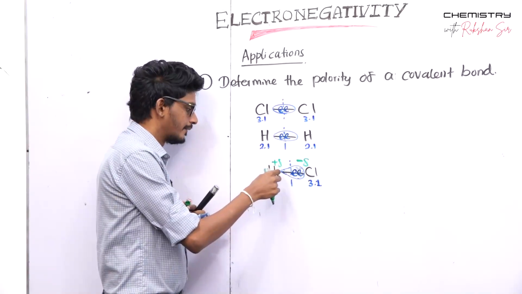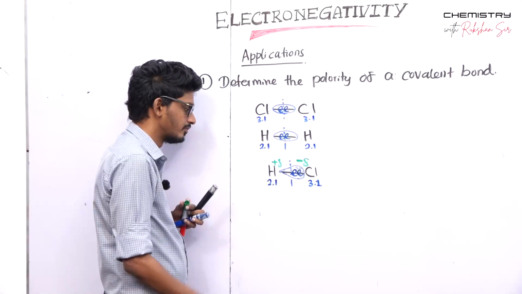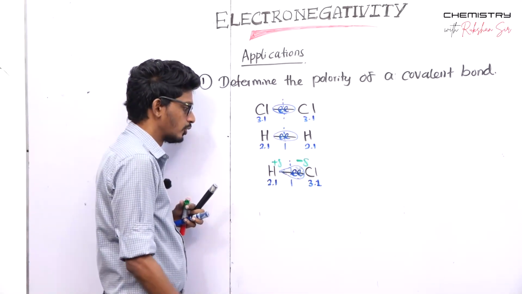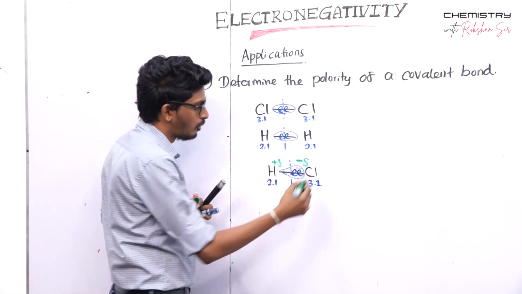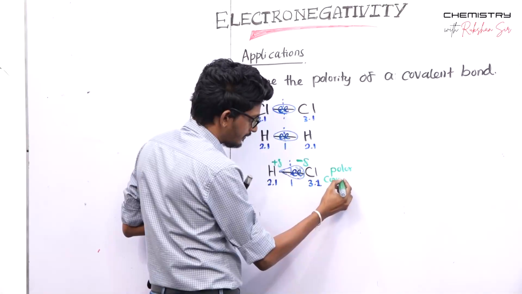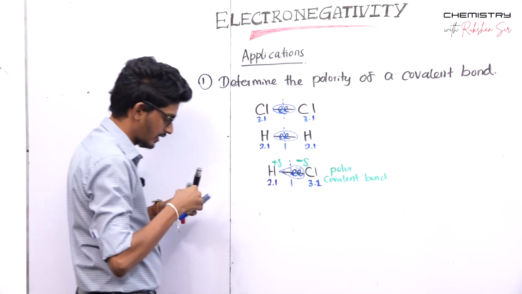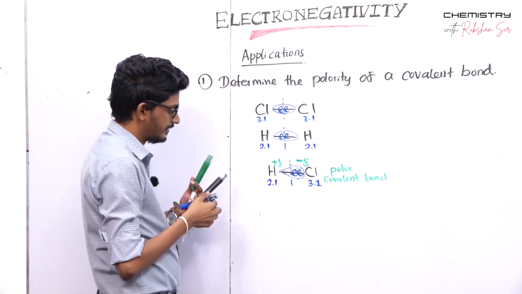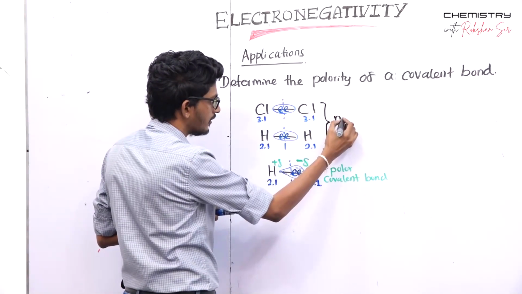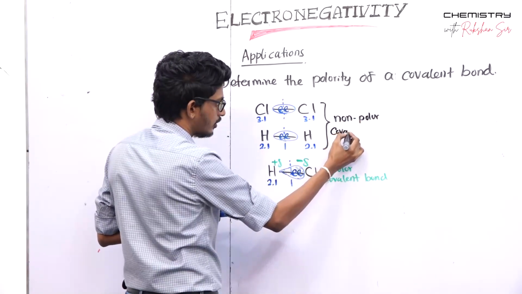So a more positive charge is created here, because the electrons have now gone towards the chlorine. So this kind of bond is referred to as a polar covalent bond, while these kinds are referred to as non-polar covalent bonds.